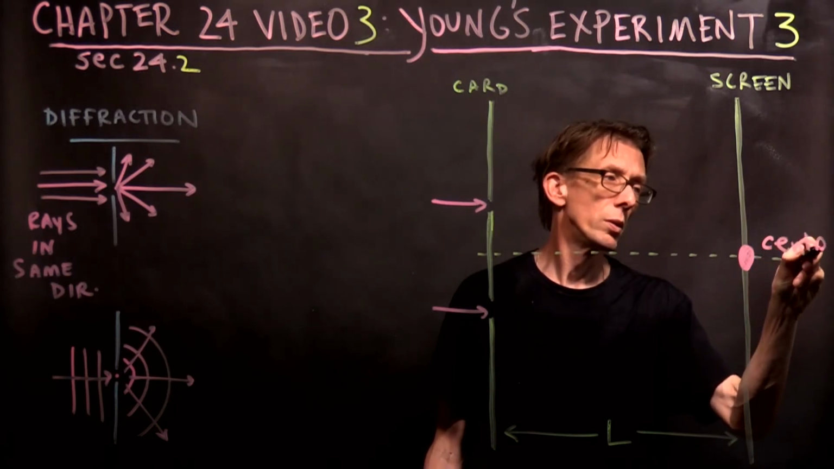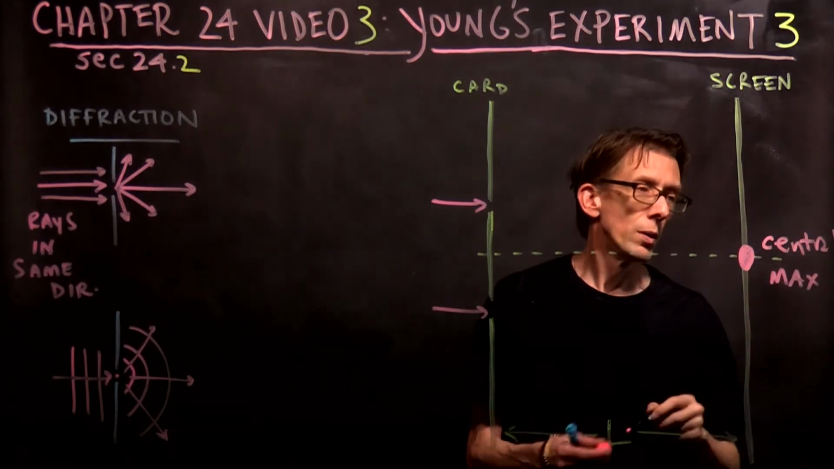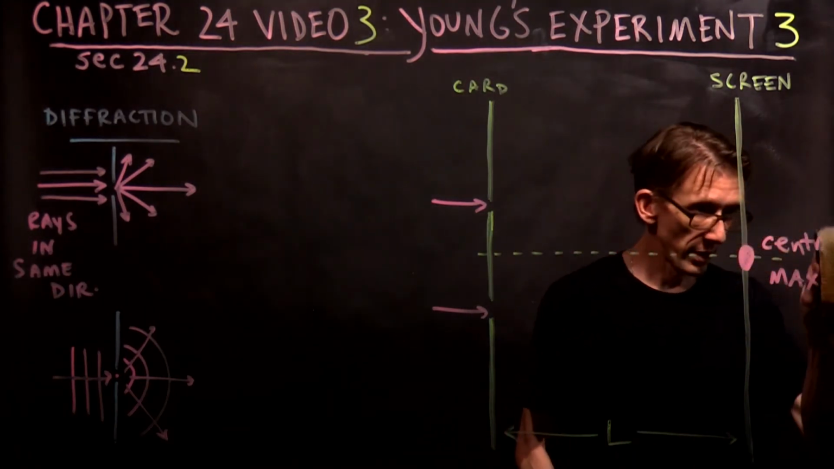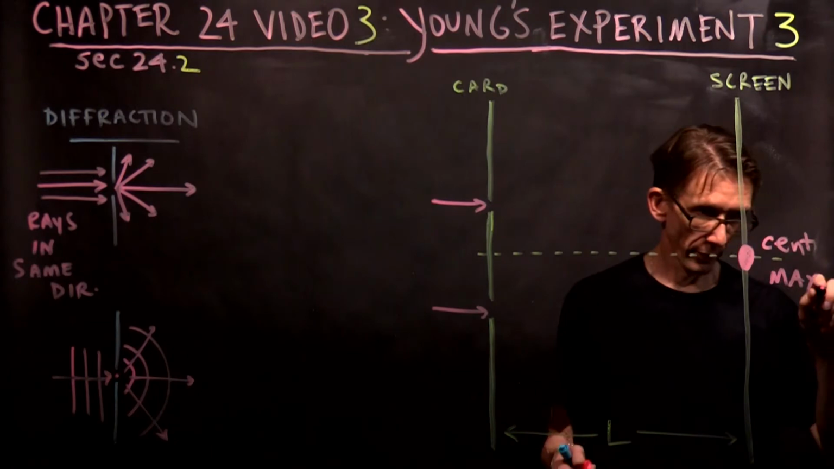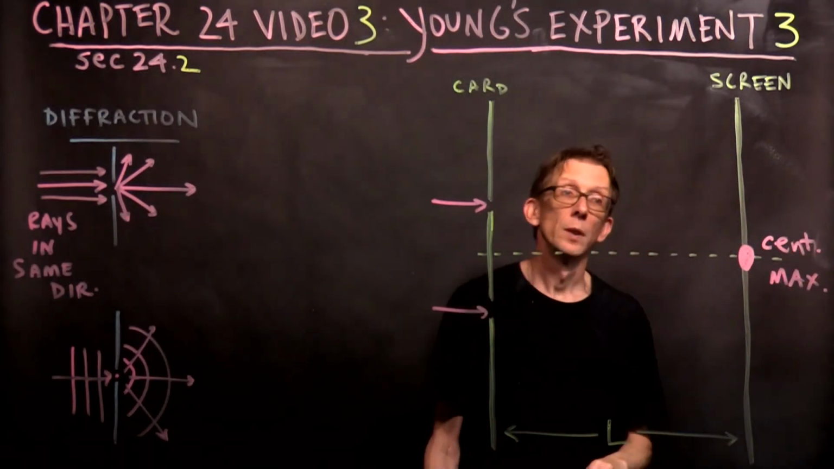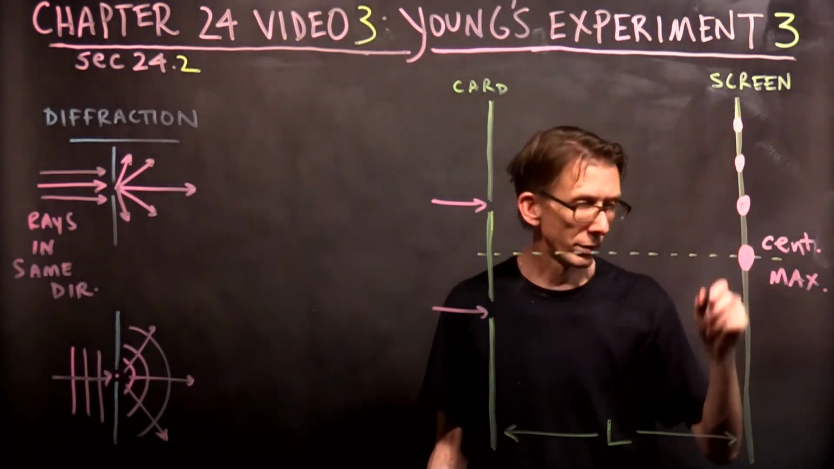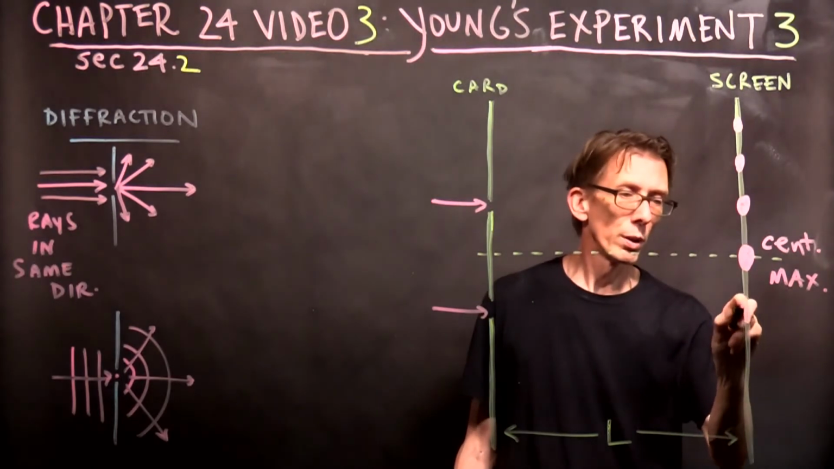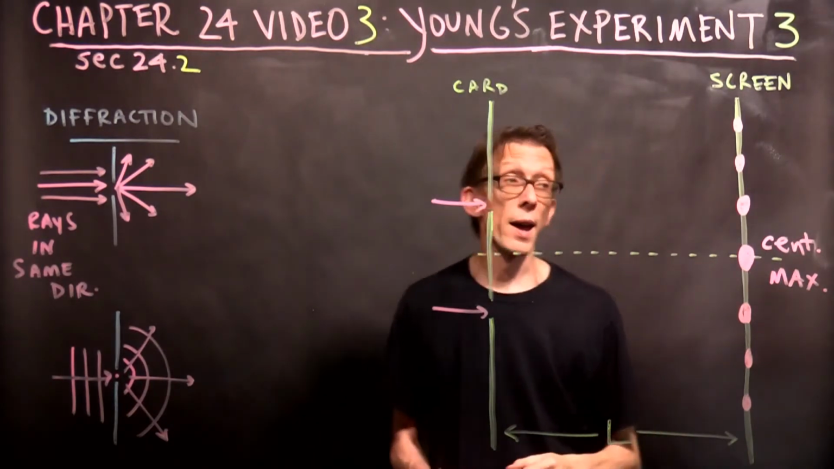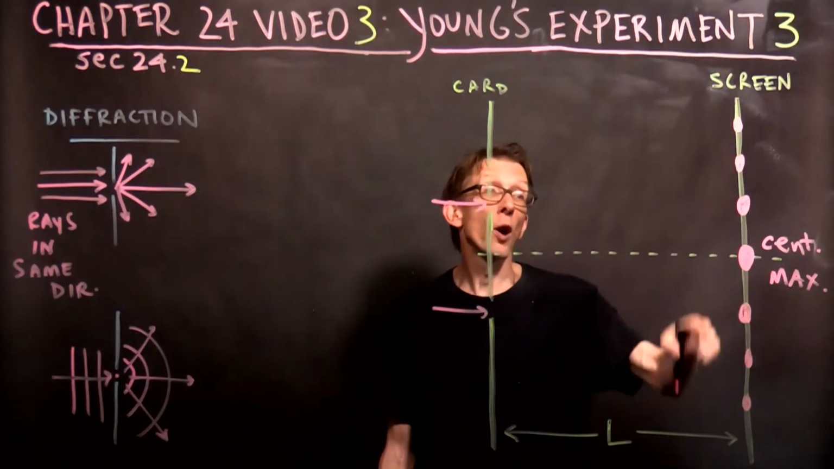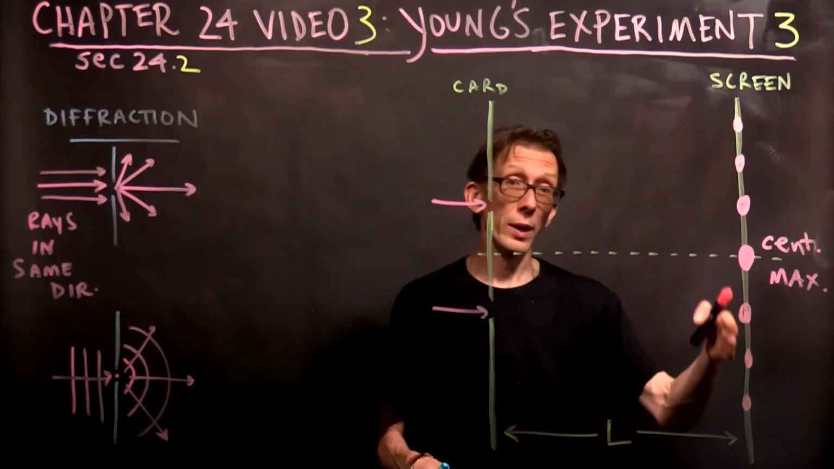Not quite, but you get the idea. Central max. I'll just write C-E-N-T for the word central. Central maximum. But then you see bright spots as you go out, above, and below. These bright spots are known as bright fringes, and the dark regions between them are known as dark fringes. Okay, so that's the pattern that we get.